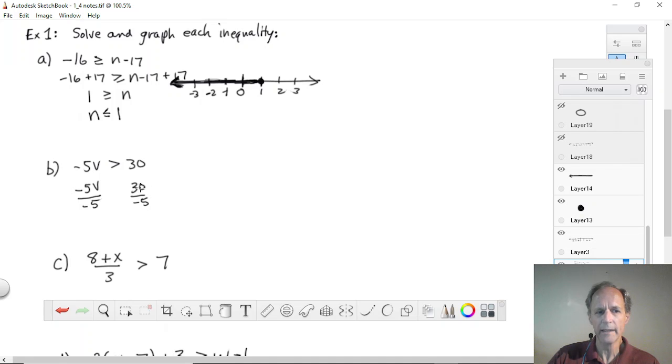And I like to wait until the end to write the symbol in. That way I don't forget. That's my little mental trick. Wait till the end to remind myself, okay, do I reverse this or not? This time I do reverse it because I divided by -5. And so instead of greater than, it's less than. So we have v on the left less than -6. Okay, those are the solutions. All the v's less than -6. Okay, so let's look at that.